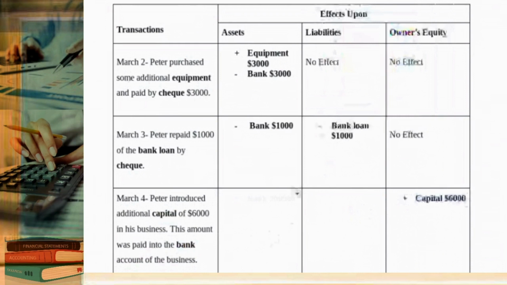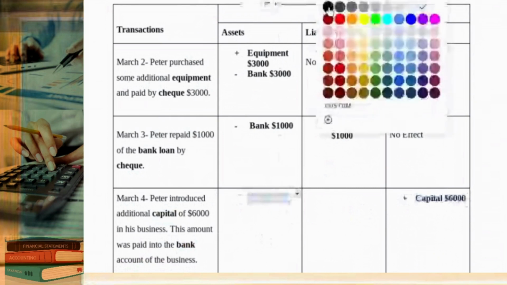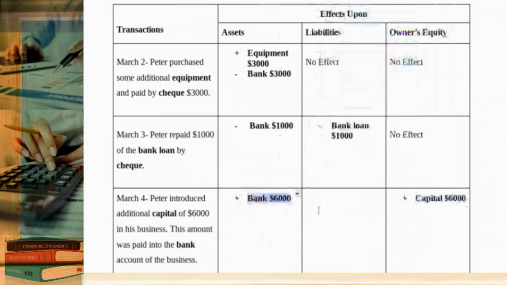Bank is an asset, and if the owner invested money in the business bank account, this simply means that the bank would be increasing. So the money in the business bank account would be increasing. So we come back to the asset section of the table and we put a small plus to show that the money in the business bank account is increasing by $6,000. And then this transaction did not have any effect on liability. So we simply put no effect.